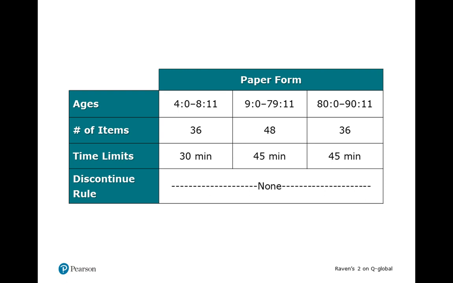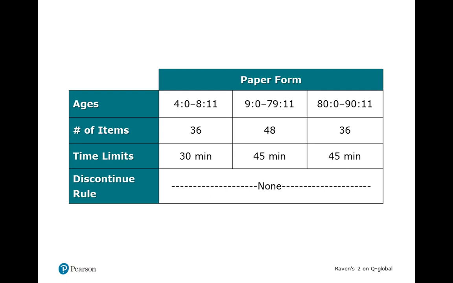The time limits for the test are 30 minutes for the shorter form, 4 years to 8 years, 11 months, and 45 minutes for those 9 years through 90 years, 11 months. The paper form doesn't have a discontinue rule. The examinees complete either all 36 or 48 items, depending on the form, and they should not skip or revisit items.